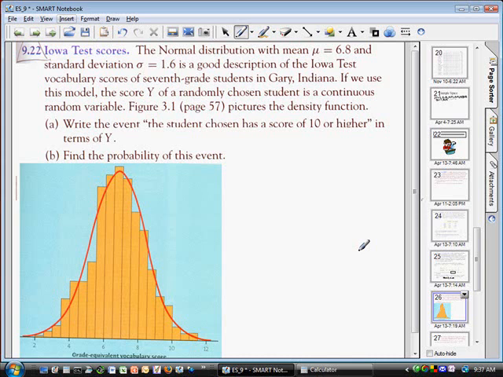Okay. So hopefully you can see that well enough. It says, write the event the student chosen randomly has a score of 10 or higher. So that would be what? P, x is greater than or equal to 10. Close parentheses. I should write that up here. Except it was y, isn't it? And then it says, find the probability of this event.